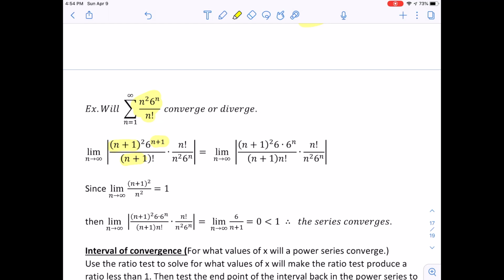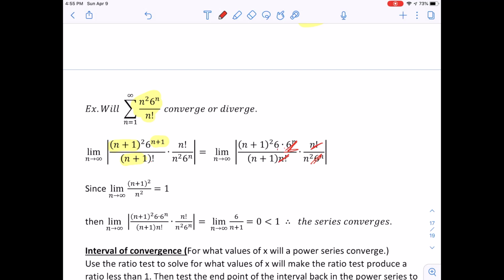When we divide, it's the same as multiplying by the reciprocal. So we're multiplying by the reciprocal of the original. Now, when we do this, I always like to split this out so I can cancel things out. So realize that 6 to the n plus 1 is really 6 times 6 to the n. And that makes it real easy to reduce. Same thing with n plus 1 factorial. That's the same as n plus 1 times n factorial. And so those would cancel.